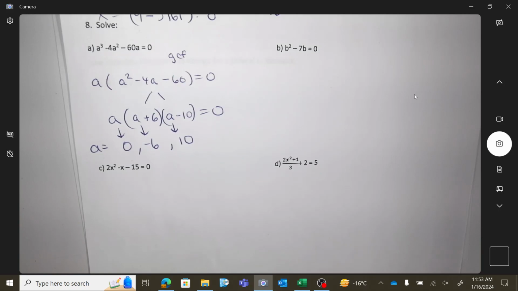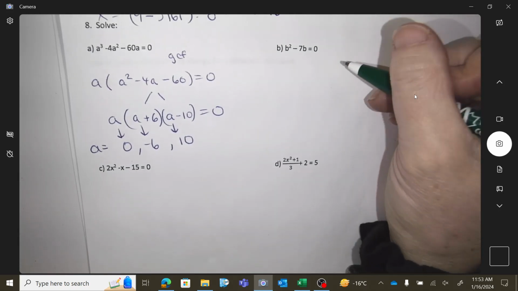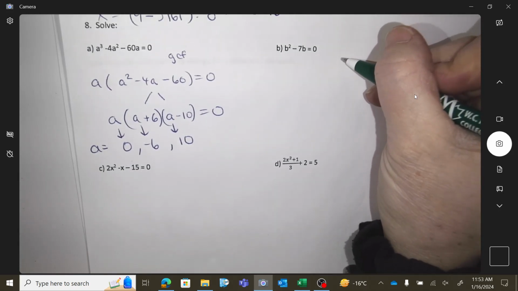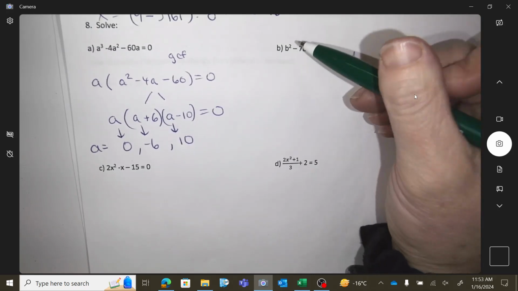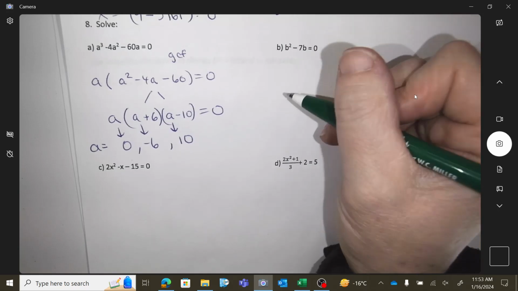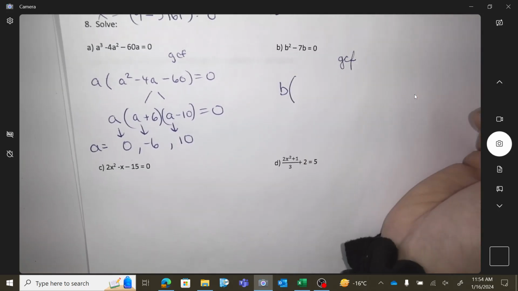Okay, question B. Which style do you see? Looks like a GCF. There's only 2 terms in it. Looks like a B could come out.